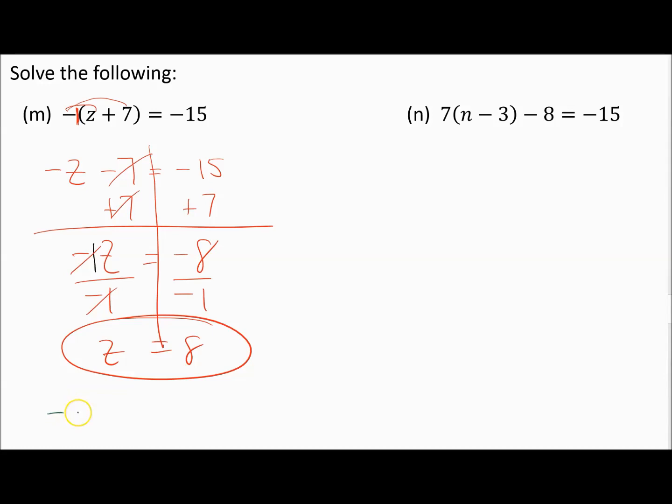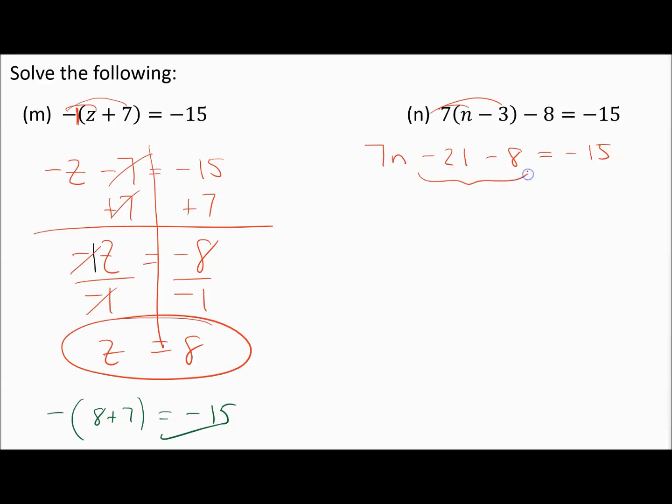So I have negative, and this is 8 plus 7 is equal to negative 15. Now what do you think? Is that true? Well, we know 8 plus 7 is 15, and that's a negative, so negative 15 equals negative 15. Yeah, that's true. On the next problem, I distribute the 7 inside, so I have 7n minus 21, and then the minus 8 is just sitting out there by itself, equals negative 15.